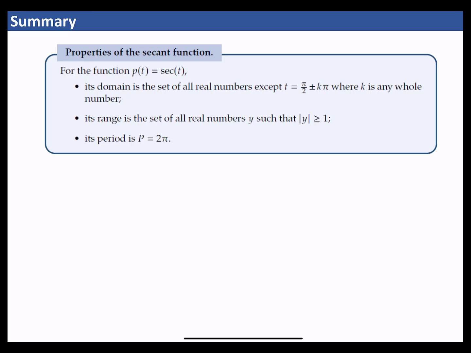So in summary, for the function p of t equals the secant of t, its domain is the set of all real numbers except t equals pi over 2 plus or minus k pi, where k is any whole number. Its range is the set of all real numbers y, such that the absolute value of y is greater than or equal to 1, and its period is 2 pi.